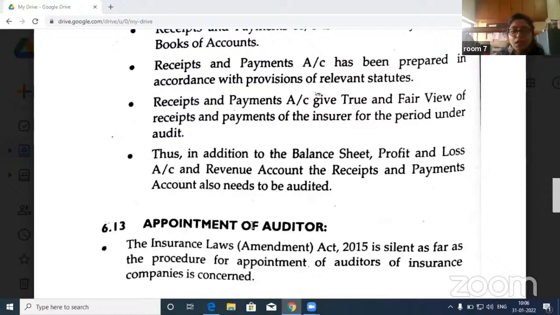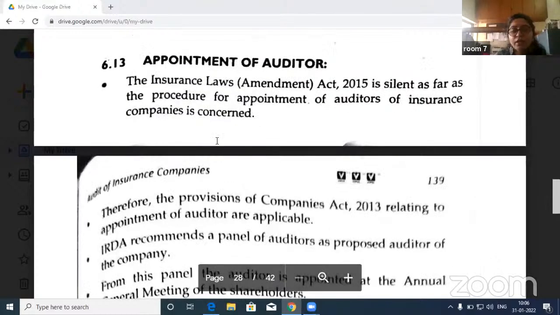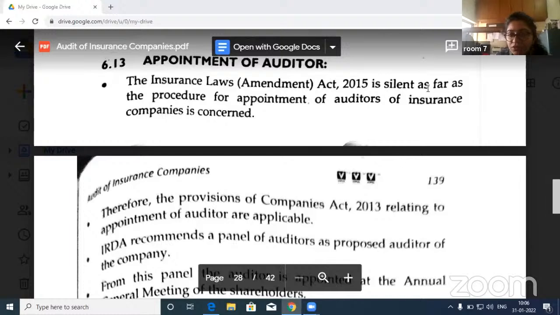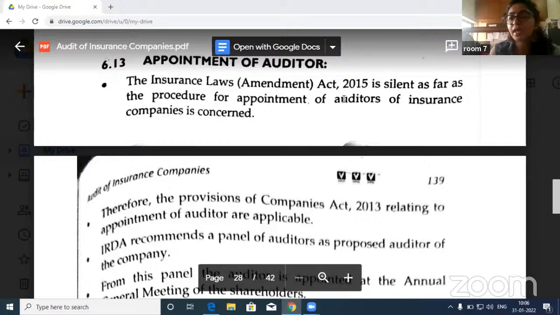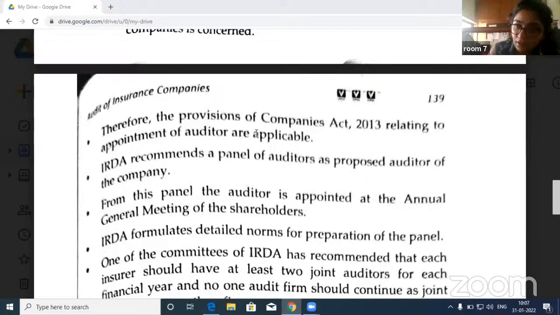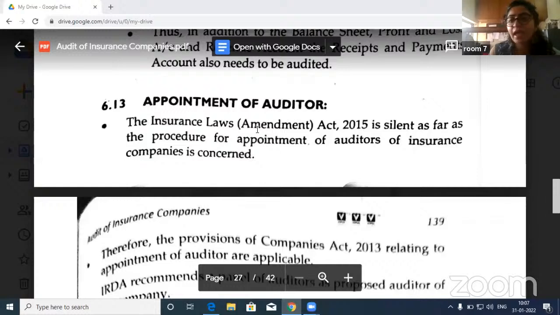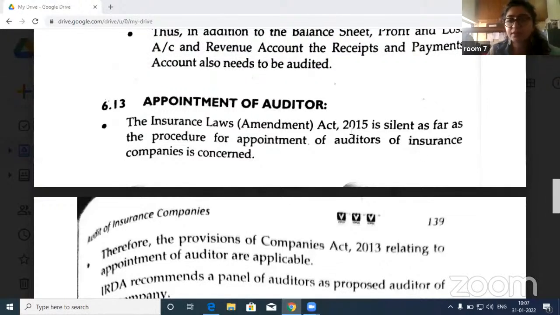Okay. Appointment of auditor. Who will appoint the auditor? The Insurance Law Amendment Act 2015 is silent as far as the procedure of appointment of auditor of an insurance company is concerned. That means, as of now, the Insurance Act does not give any specific notification that this should be the auditor or that should be the auditor. No, the act is silent. The act does not speak anything. Okay, the act does not state anything about the appointment of auditor.